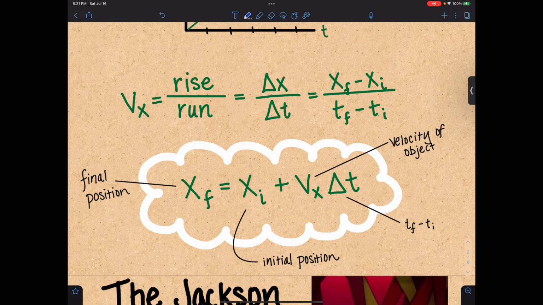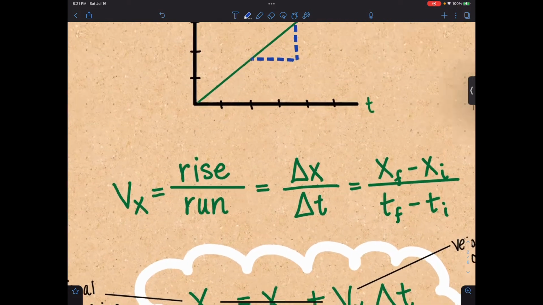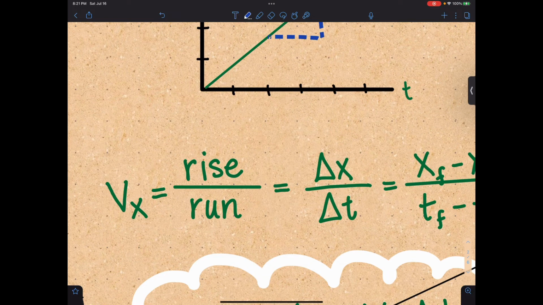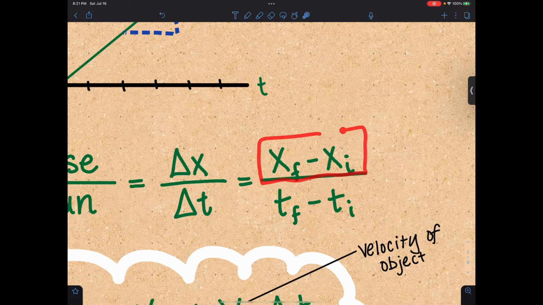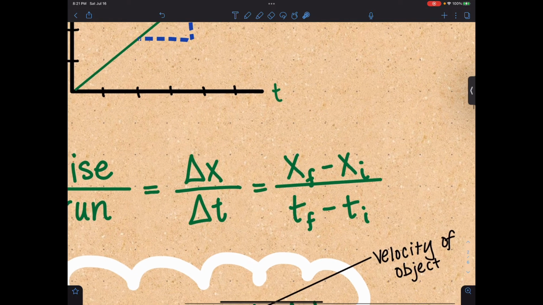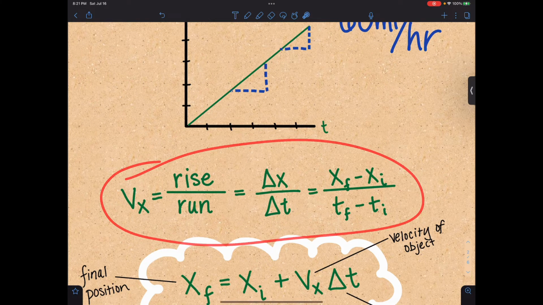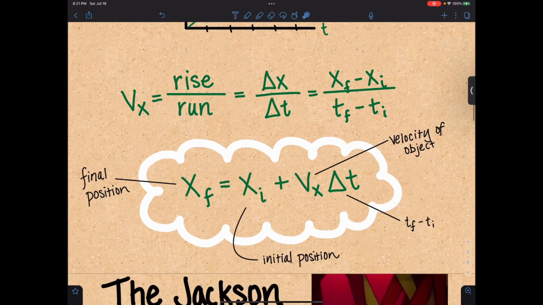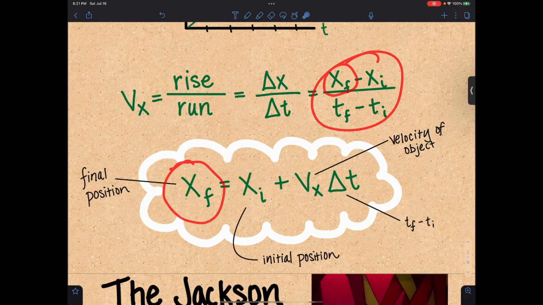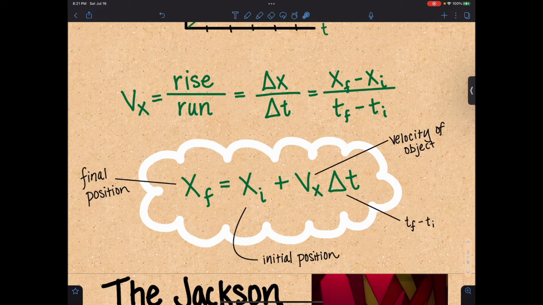So we have already seen how we can determine the velocity of an object here by using the rise over run. And the rise is the change in x and the run is the change in t. Change in x can also be written as final position minus initial position, and change in t can also be written as time final minus time initial. That's what this change in means. So if you just rearrange this equation, this one that comes from the definition of velocity, you can get this. If you solve this for final position, you're going to get an equation that looks like this, and this is the first equation that you have to memorize. x final equals x initial plus the velocity times change in t.